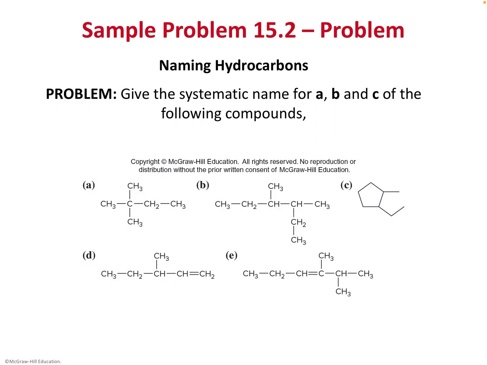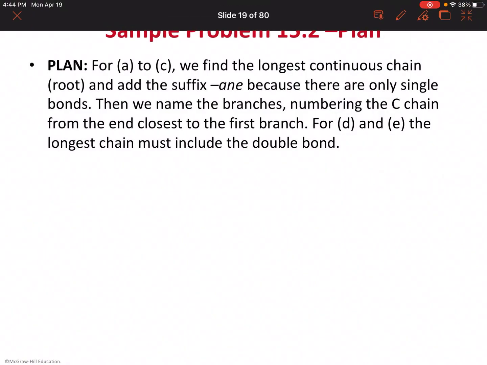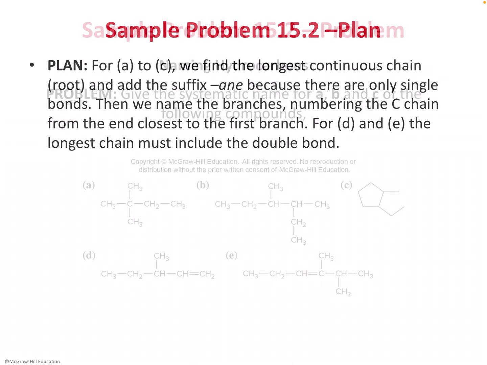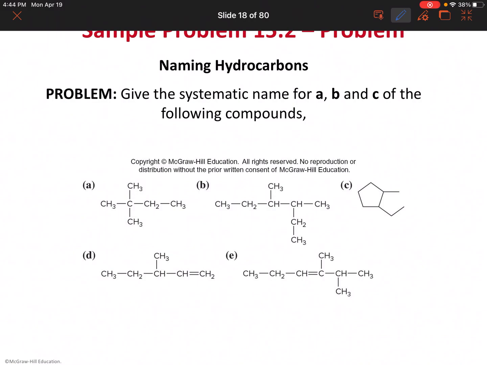How to name C. Okay, so C here is a cyclic structure, and in this cyclic compound there are 5 carbons, right? You can number them 1, 2, 3, 4, 5. There are 5 carbons, so that is pentane.